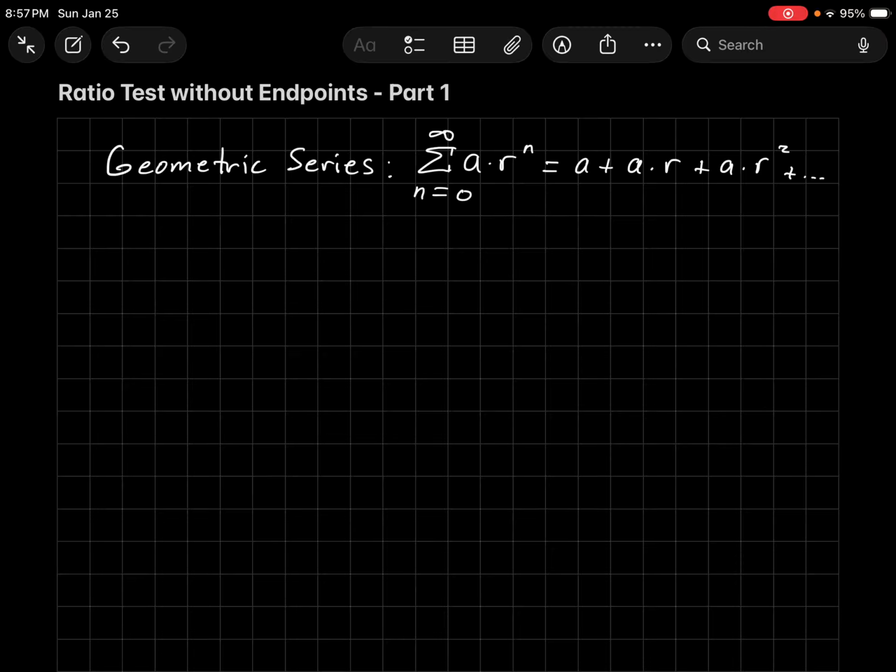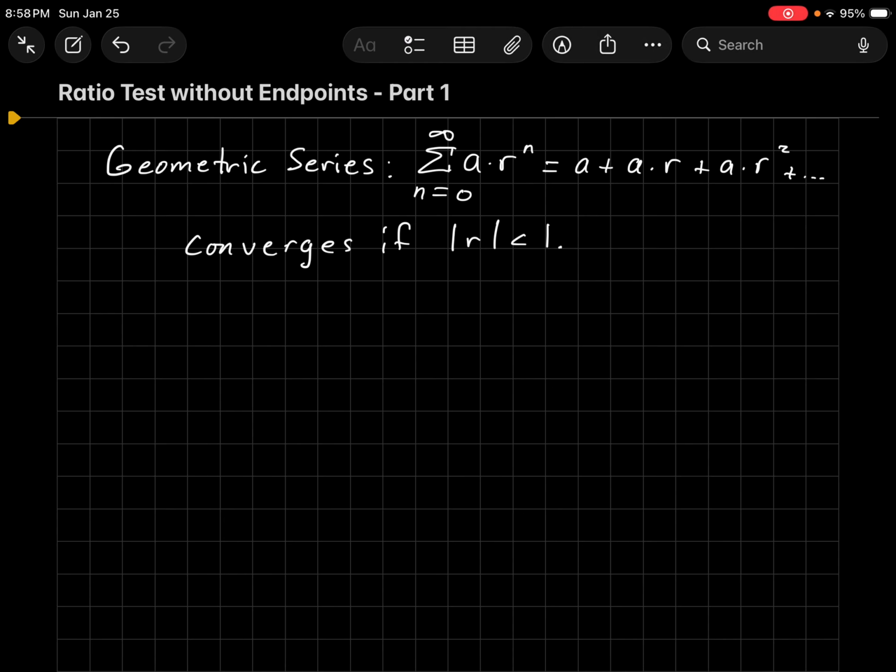Recall that a geometric series is one where we multiply by the same thing to get to the next term, and then of course add all the terms together, where this series will converge if the ratio is between -1 and 1.